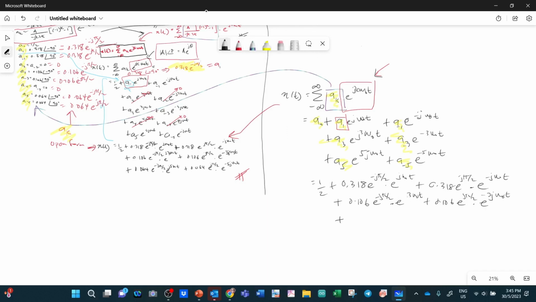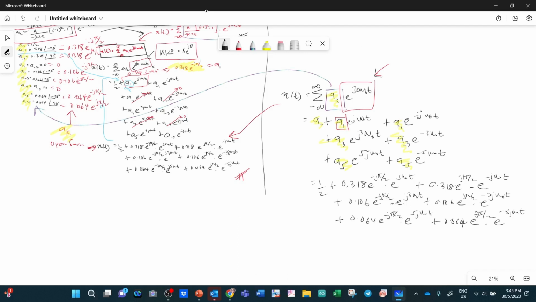And lastly is for a5. a5 is 0.064 e^{-jπ/2} e^{j5ω t}, plus 0.064 e^{jπ/2} e^{-j5ω t}. And you know that you can write this as what?